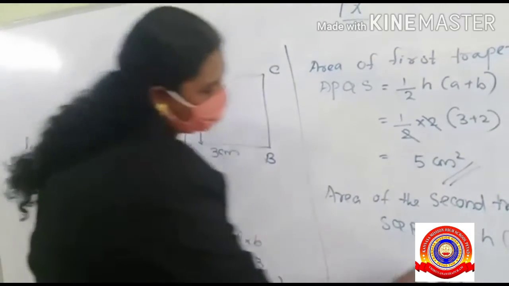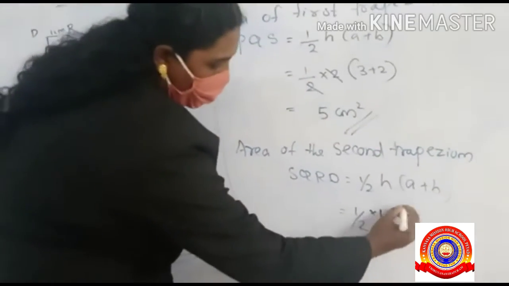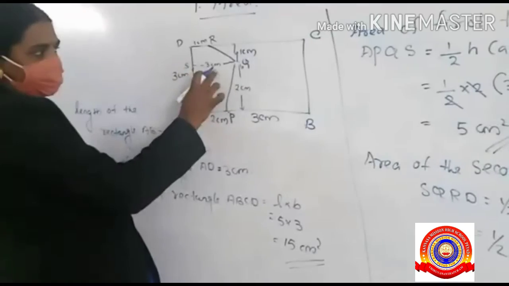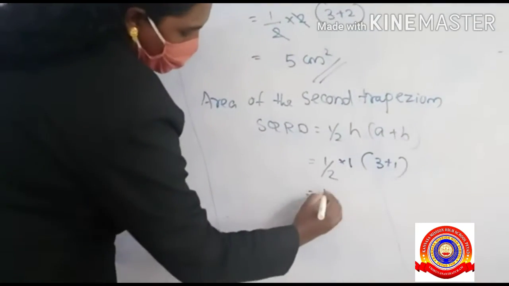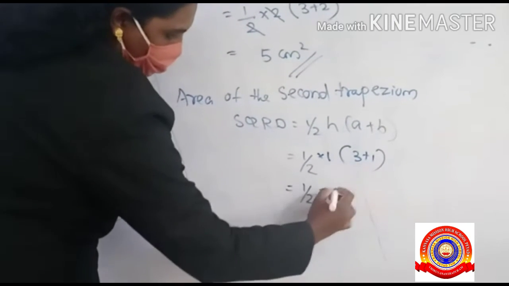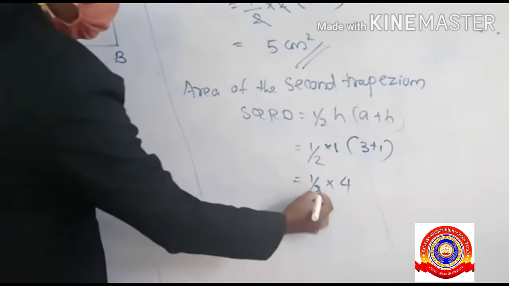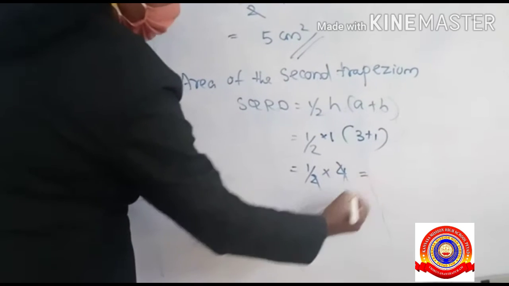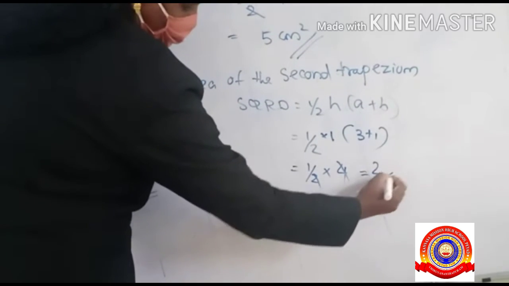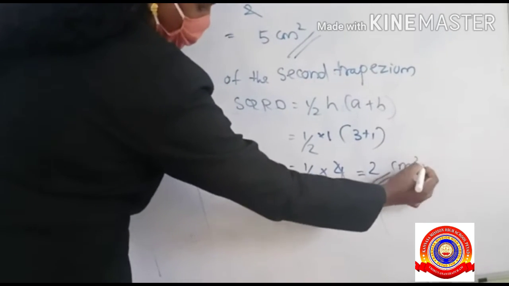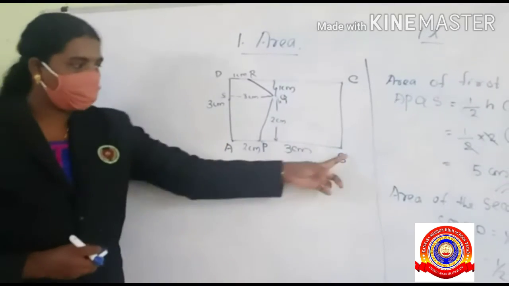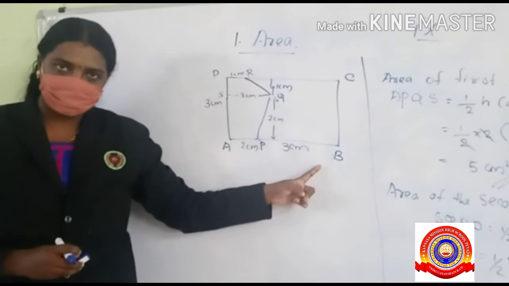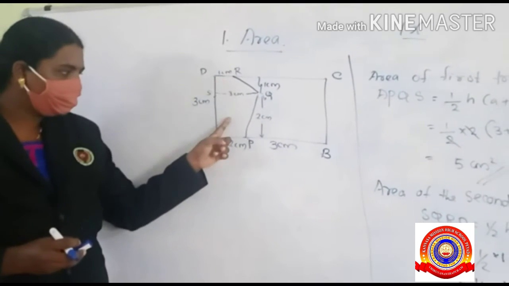So we have to put h as 1 into A and B, the sides of the second trapezium, 3 and 1. So 3 plus 1, 2 into 1 plus 4. 2 and 4, we will get 2 centimeter square. So the area of second trapezium SQRD equal to 2 centimeter square.